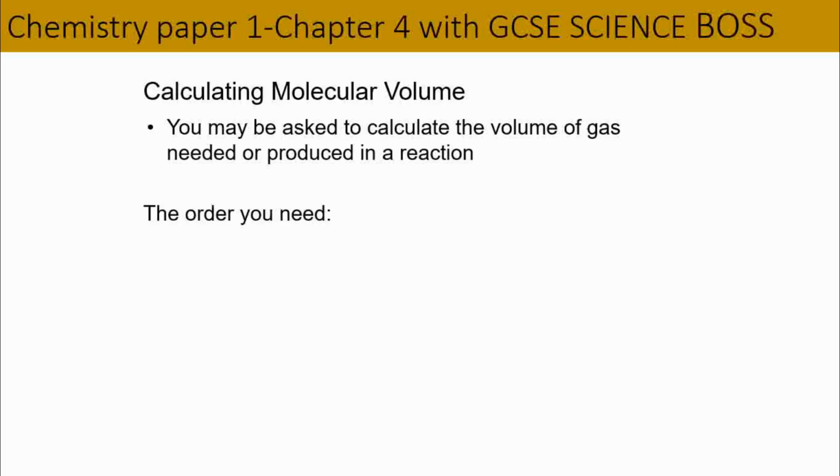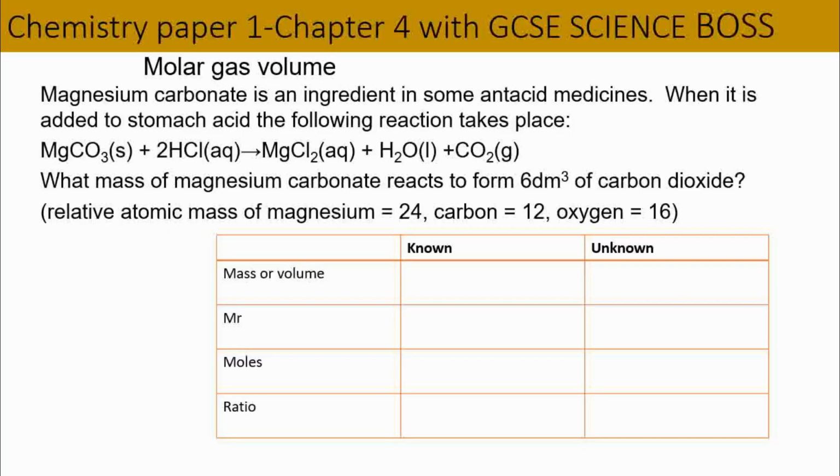Now you may be asked to calculate the volume of gas needed or produced in a reaction, and in order to do that, again we go back to our calculation card. So we have mass, Mr, moles, we have ratio. Okay, so now let's have a look at this question. It's given you that magnesium carbonate is an ingredient in some antacid medicines. When it is added to the stomach acid, the following reaction takes place. So you can see that reaction there. What mass of magnesium carbonate reacts to form 6 dm cubed of carbon dioxide?